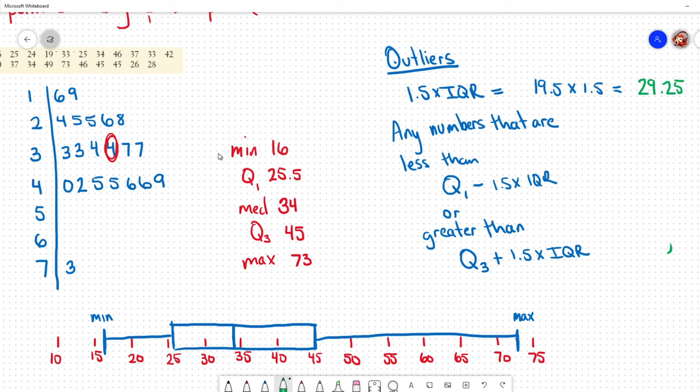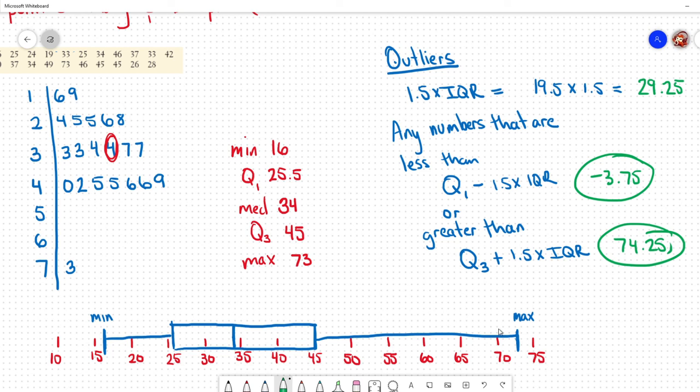Now we take quartile 1 and subtract that number, and we get a negative. Anything less than that would be an outlier. We don't have anything like that, so no outliers on the low end. What about the high end? We take our 45 and add 29.25, and get 74.25. Anything higher than 74.25 would be an outlier.